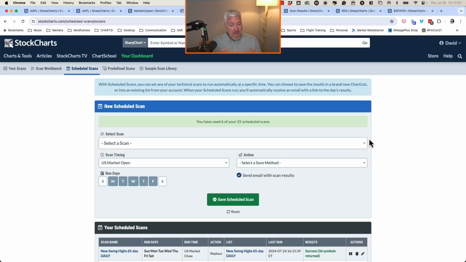So once you find a scan that gives you a good working list, talk about supercharging your use of the Stockcharts platform. Turn that into a scheduled scan every day or every week or whatever frequency makes sense. Stockcharts will email you with updated results. You can look at the charts and get Stockcharts doing some of the work for you, taking it off your plate. Thanks for asking about the scan engine, by the way.